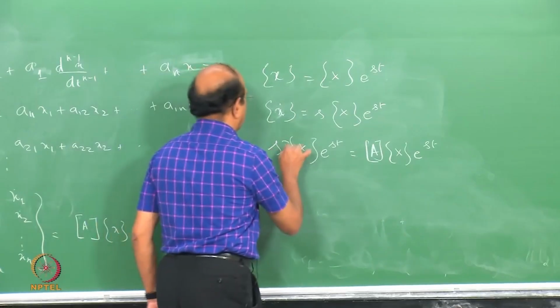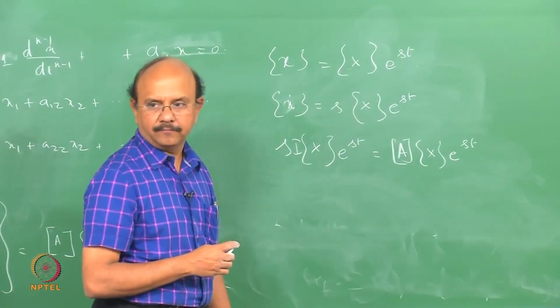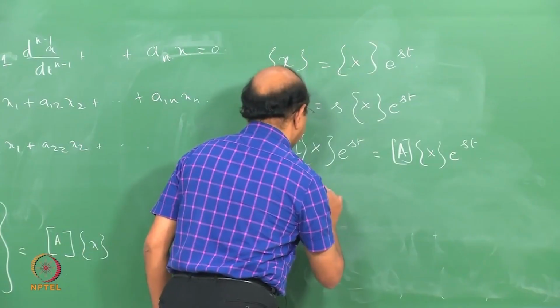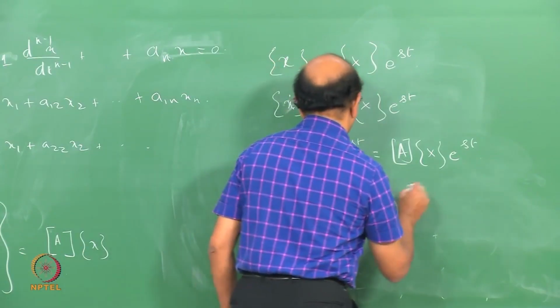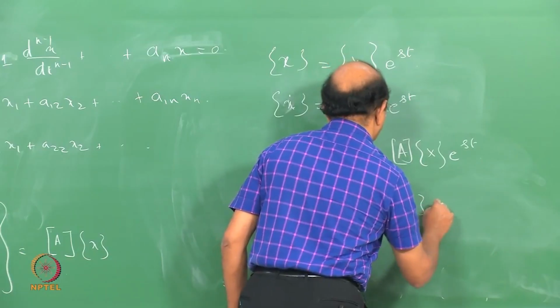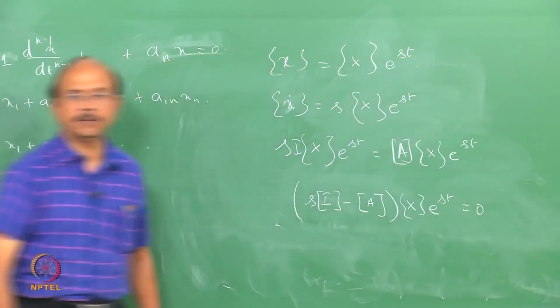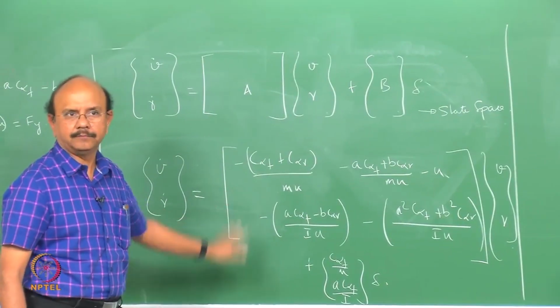Put an I here, which is the identity matrix. And so I will write this down as (sI minus A) X e^(st) is equal to 0. This is just a revision. I know you guys know this. Once we finish it, we will go and apply it to this expression. That's what we are going to do.